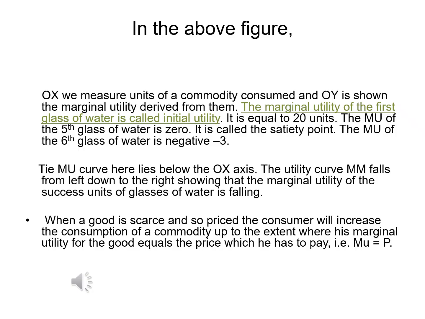However, as consumption continues, marginal utility declines. Eventually, marginal utility becomes exactly equal to the price. At this point, the consumer has no incentive either to increase or decrease consumption. This is known as the consumer's equilibrium.